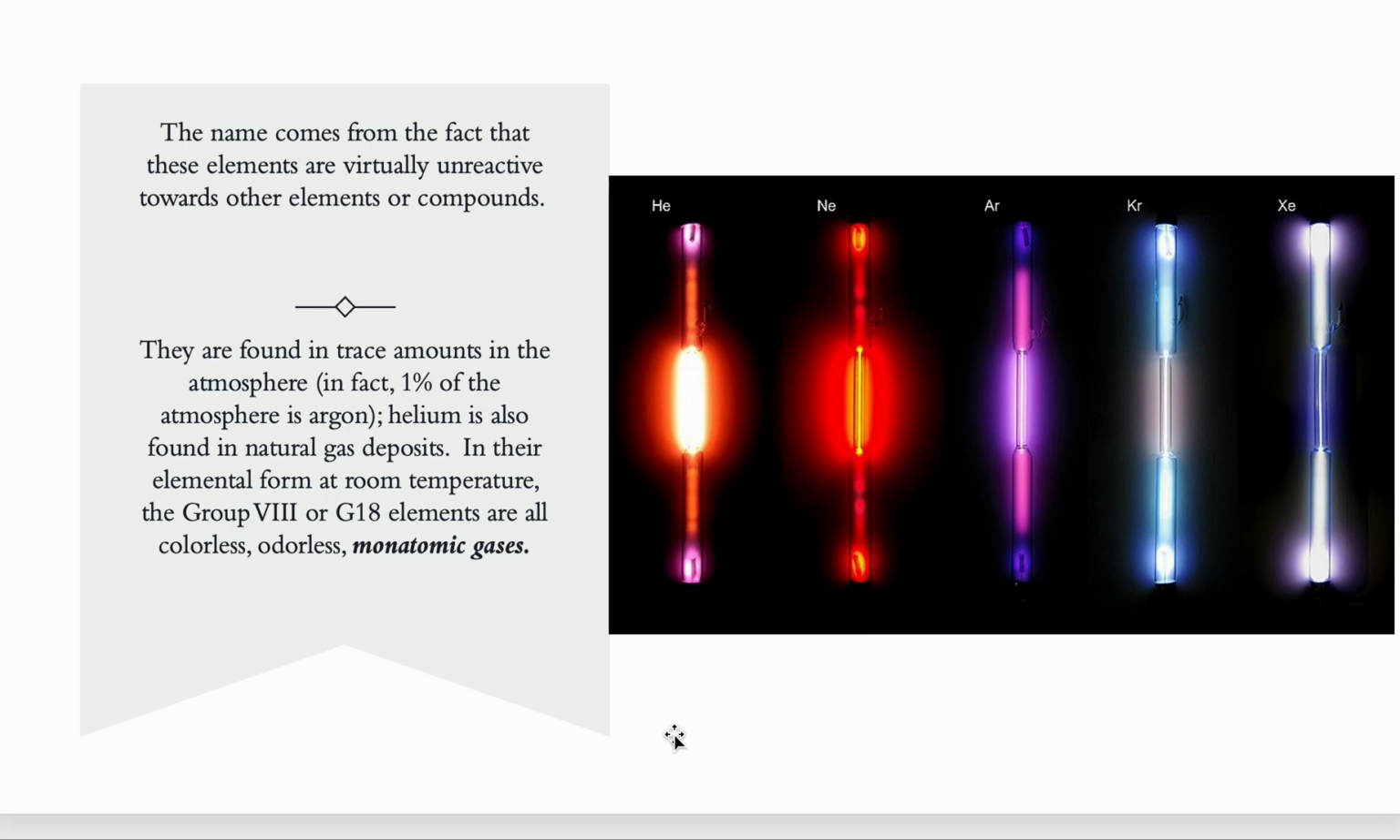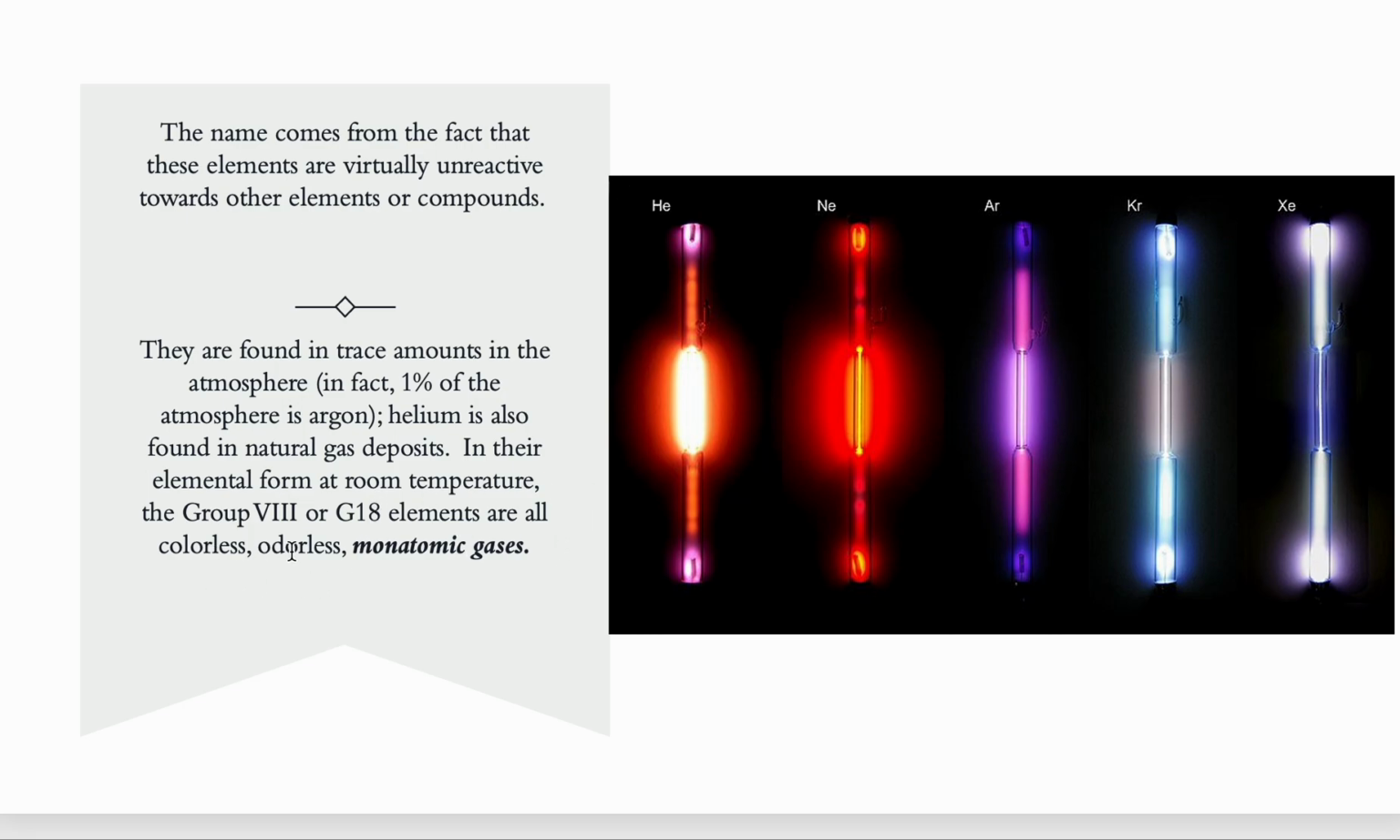Some of them are found in the atmosphere, but it's very difficult to find. Here you can see 1% of the atmosphere is argon. Helium is also found in natural gas deposits. And in their elemental form, all of these are single atoms. They're not like halogens, which are molecules, but here they exist as single atoms, monoatomic gases.